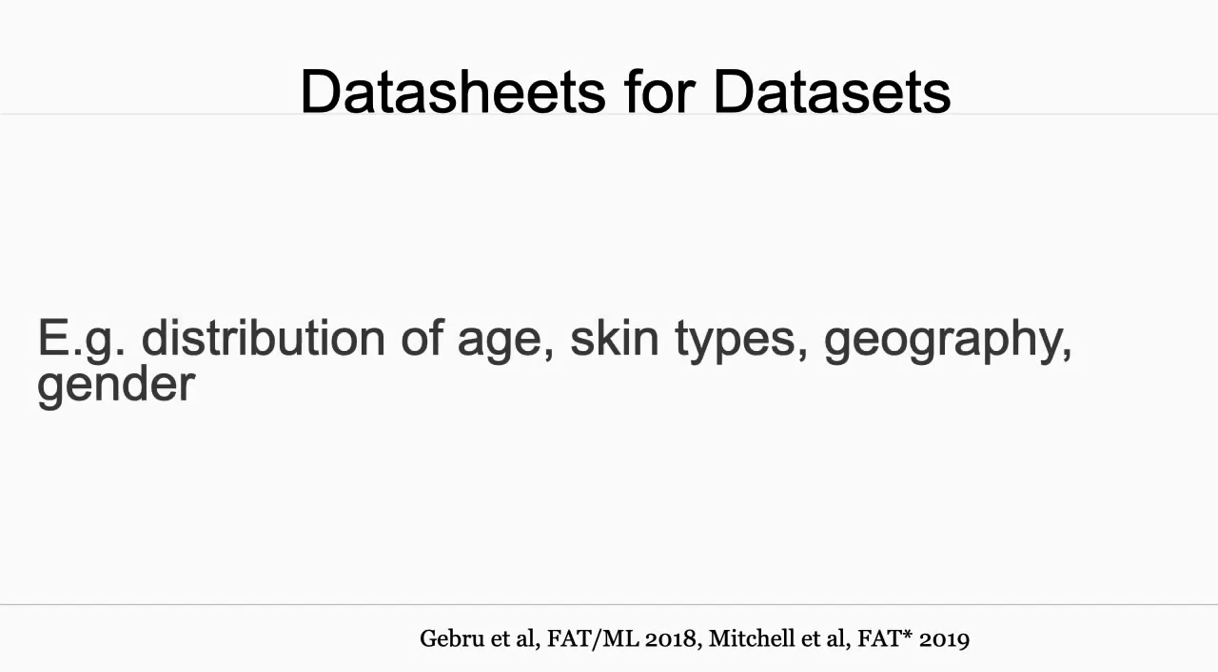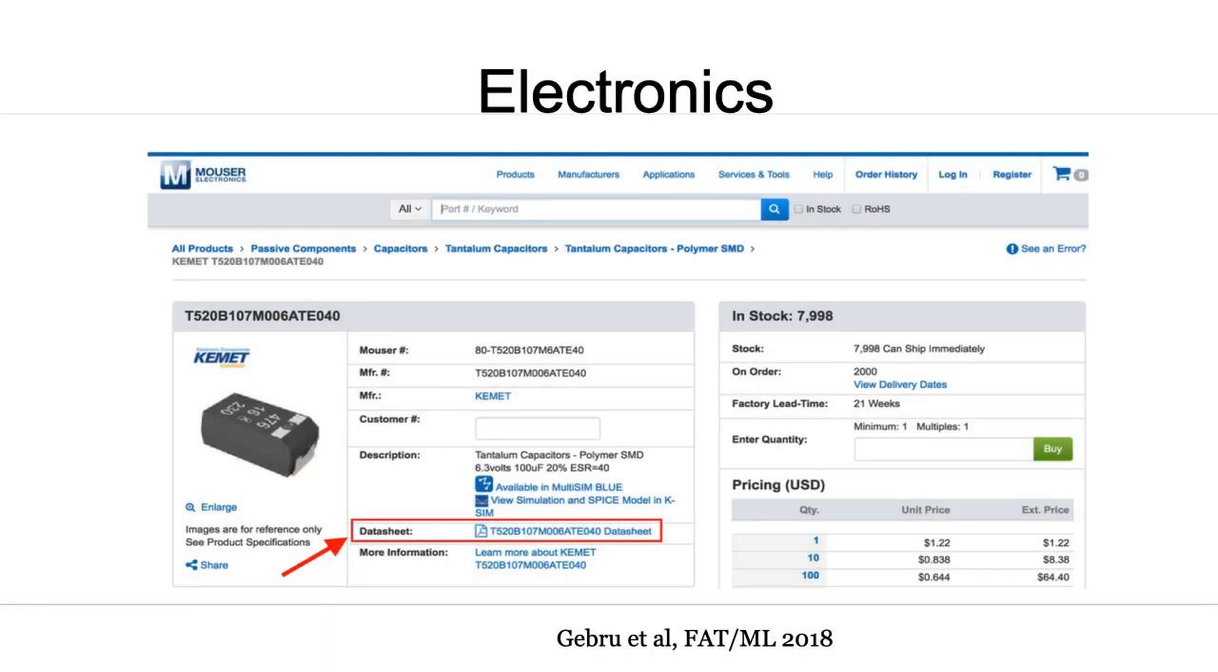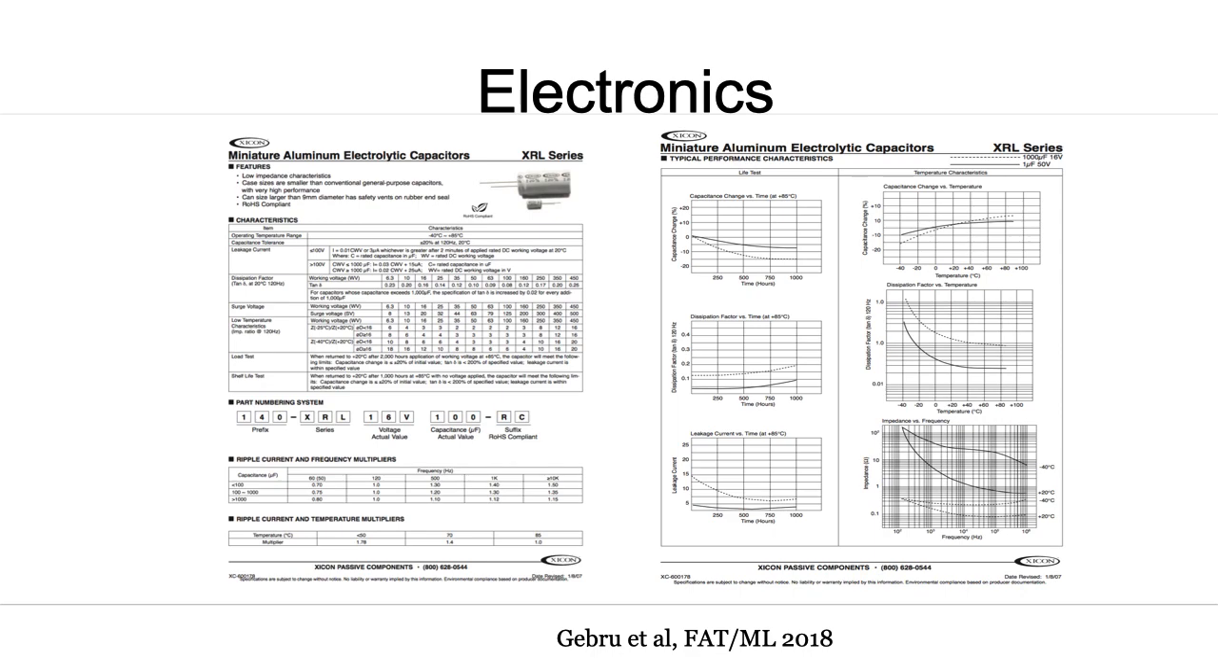So one example is, for example, in Gender Shades, when we have different kinds of data sets that have to do with humans, do we talk about what the distribution of age is, skin types, geography, gender, etc.? So this is an example of what I said in electronics, right? You can see that there's a data sheet for this, this is a capacitor. For this component, this data sheet talks about all of the tests that were done on this component.